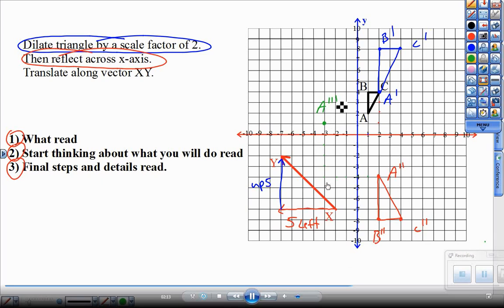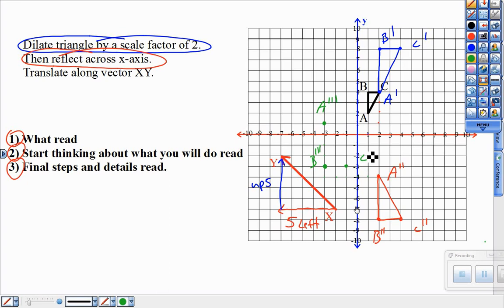Left 5, up 5. Do that for C. Left 5, up 5. So each point, left 5, up 5. Along this direction of this arrow, that's the direction it's showing me to slide this triangle, to translate it. The third word is not.